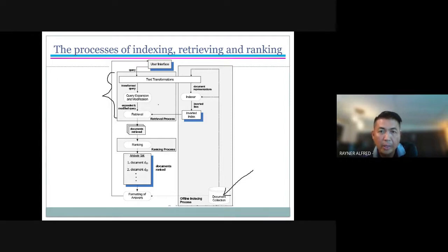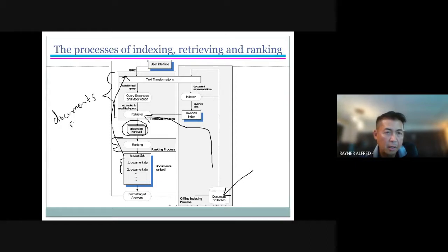So based on the query that we have, we will provide the document here. Once we have the document, then we should be able to perform the ranking. Biasanya ranking ni we use to compare the content of the document based on the query that we have here. Okay. So basically we have the document retrieved.